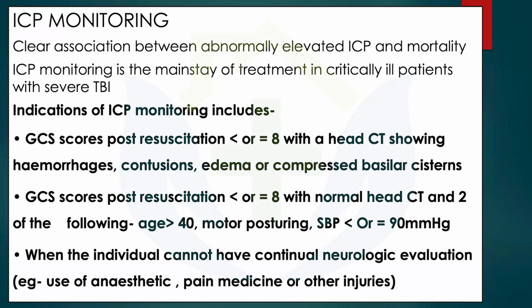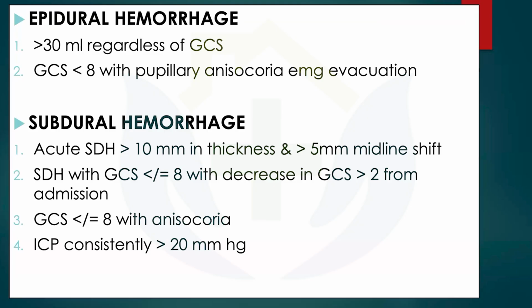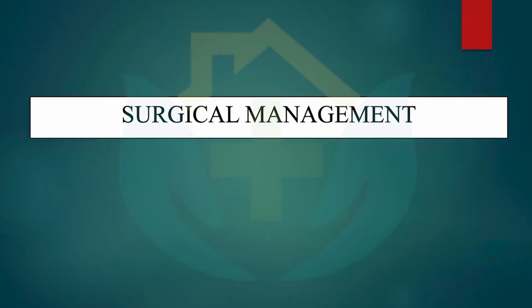Indication of ICP monitoring, as I have just said: patients with GCS less than 8, that is severe traumatic brain injury, abnormal CT, or normal CT having 2 out of 3 of age more than 40, posturing, and systolic blood pressure less than 90. Now, surgical management, I've already said about decompressive craniectomy.